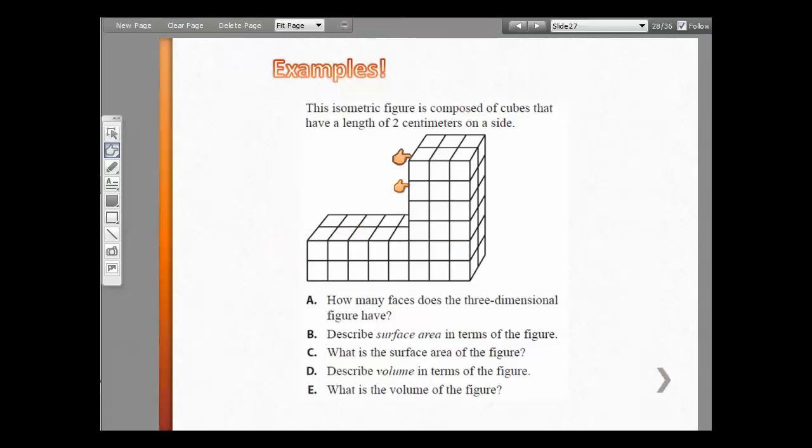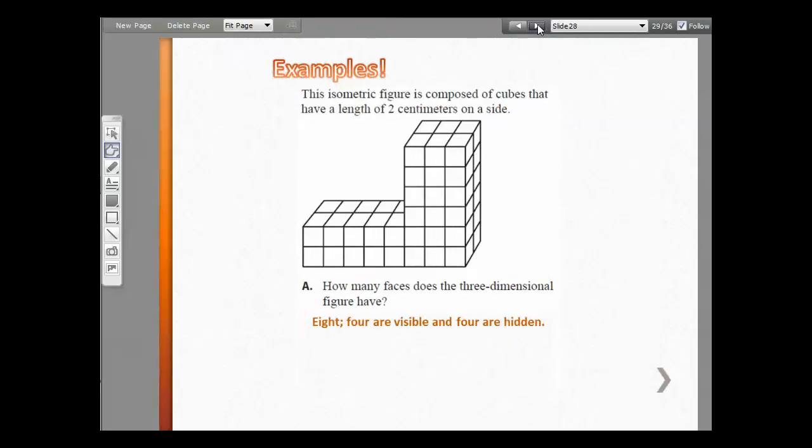Here's the left and here's the left. I can't remember if they counted those as 1 or 2. 8. See, there you go. I told you 8. I was right. Just couldn't remember. 4 are visible and 4 are hidden. So here are our 4 that are visible: 1, 2, 3, 4. The 4 that you can't see are this left side, the back, and the bottom.